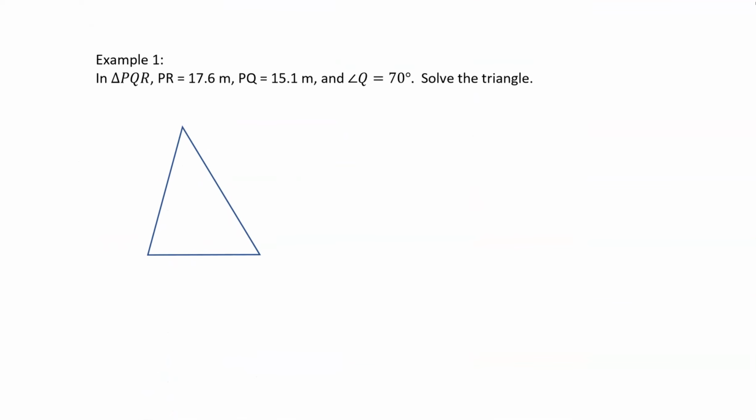So here's our first example. It says in triangle PQR, we've got PR is 17.6 meters and PQ is 15.1 meters and angle Q is 70 degrees, and we have to solve the triangle. Just to be very clear, when we talk about solve the triangle, I'm looking for the value of all the angles and all the sides. So all angles, you have to state them, and all the sides.